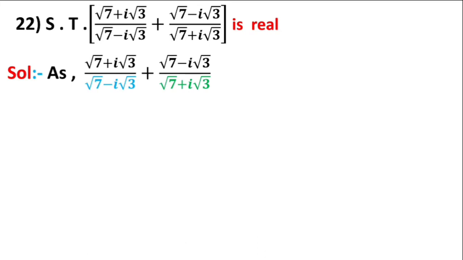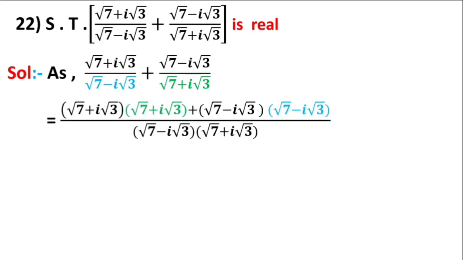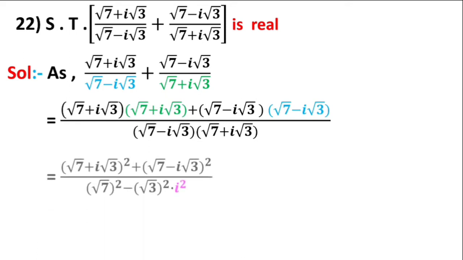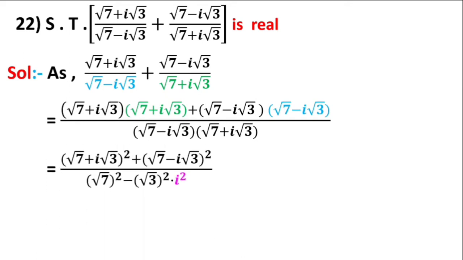So it becomes (root 7 plus i root 3) the whole square. You can skip this step and directly write this: (root 7 plus i root 3) the whole square plus (root 7 minus i root 3) the whole square, divided by a square minus b square form, that is (root 7) the whole square minus (root 3) the whole square into i square.